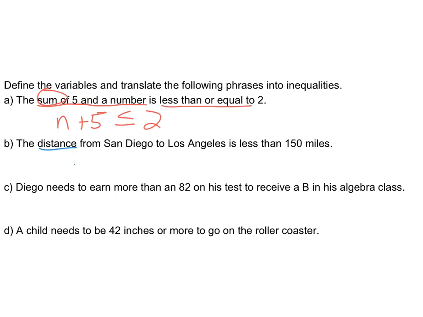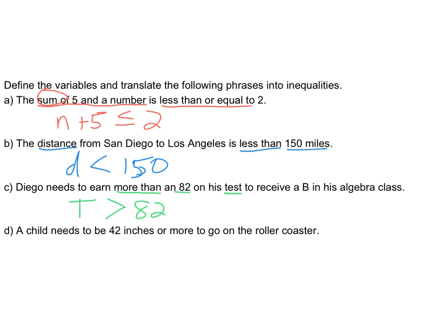The distance, so my variable is d, from San Diego to Los Angeles is less than 150 miles. So I would say d is less than 150. Diego needs to earn more than 82 on his test to receive a B in his algebra class. Okay, so since we're talking about a test, I'm going to use the variable t. T needs more than, when we say more, we need greater than 82. So I would say that t needs to be greater than 82.